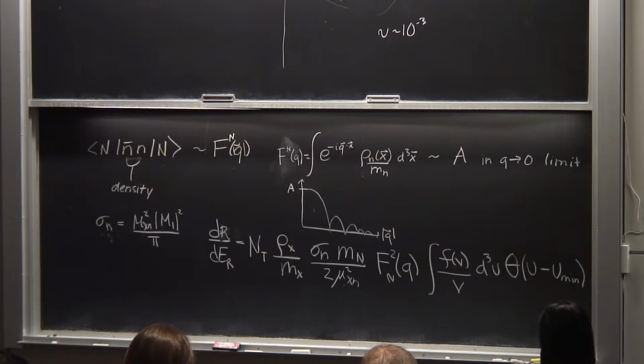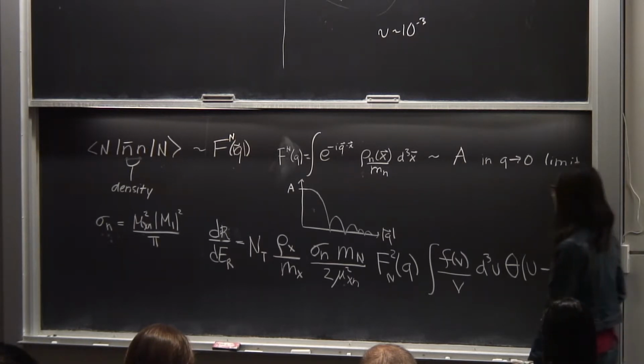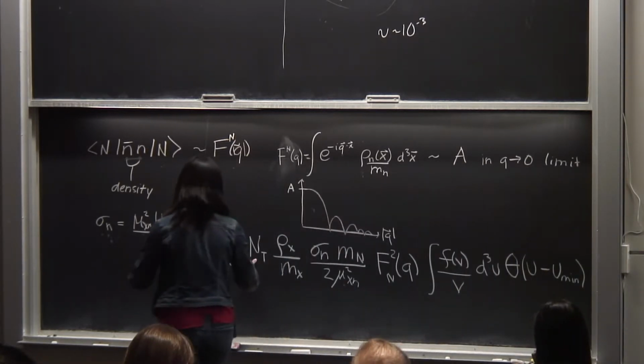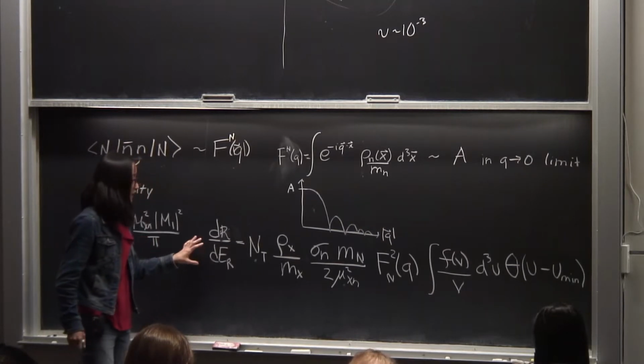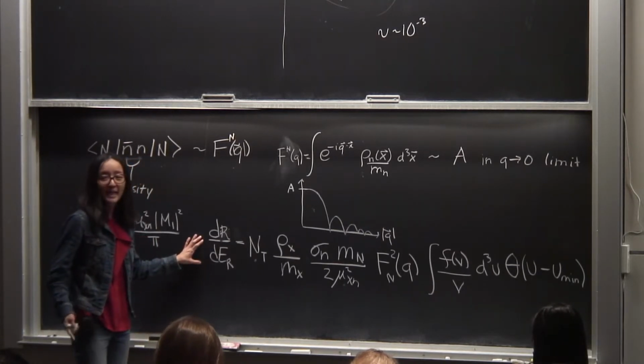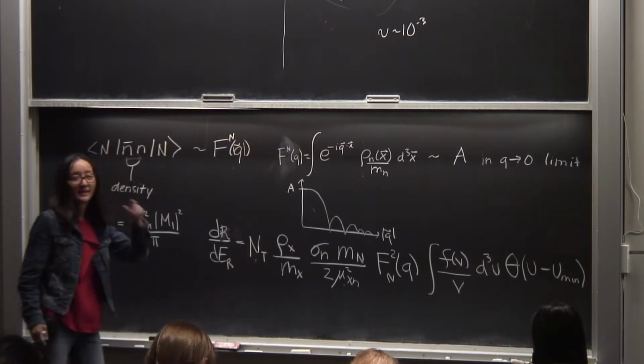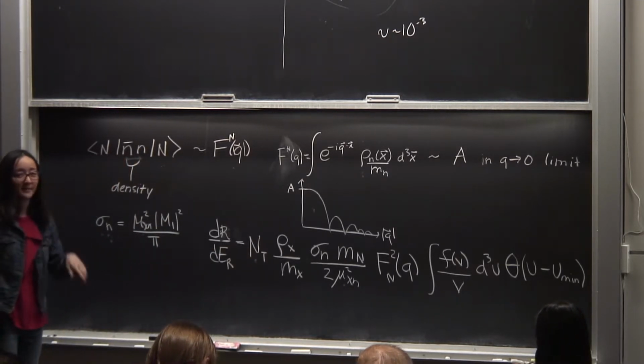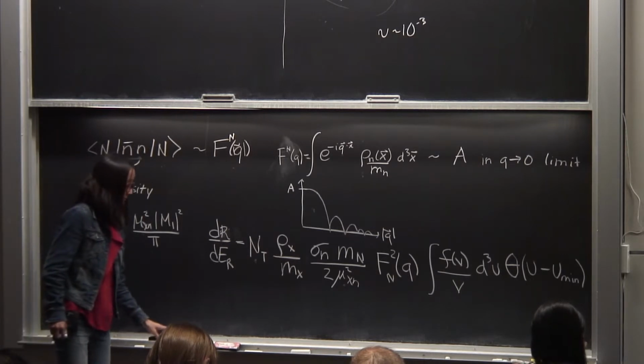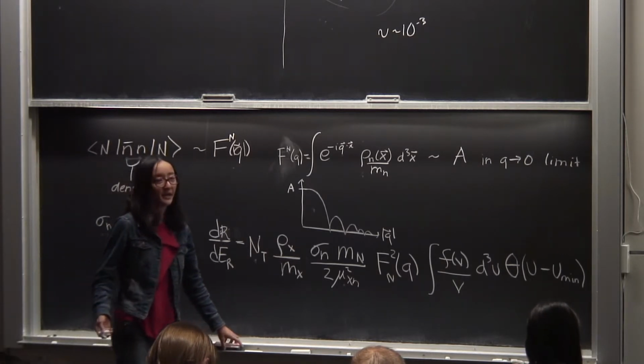What is NT? It's a conversion because these things are usually expressed in terms of rate, counts per kilogram per day. So it's a conversion of the number of targets per kilogram. Just a conversion factor, or the number of nuclei per kilogram.